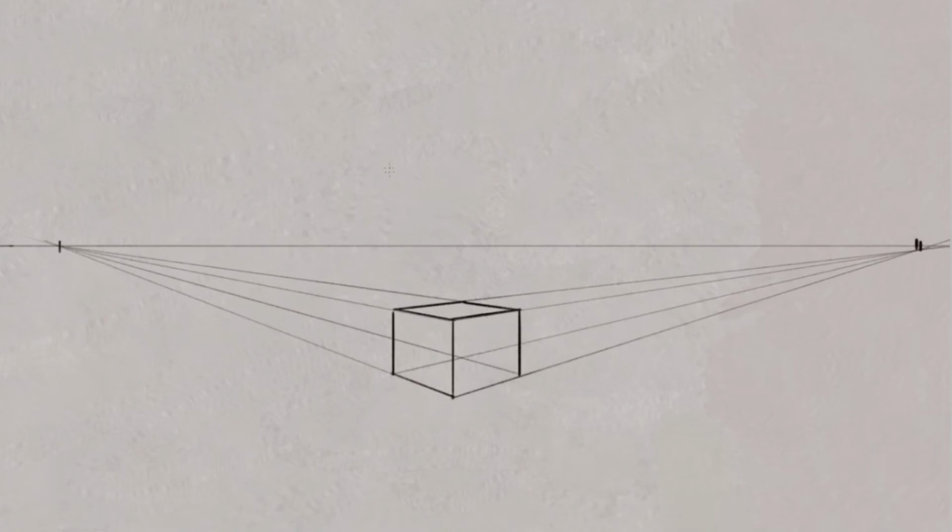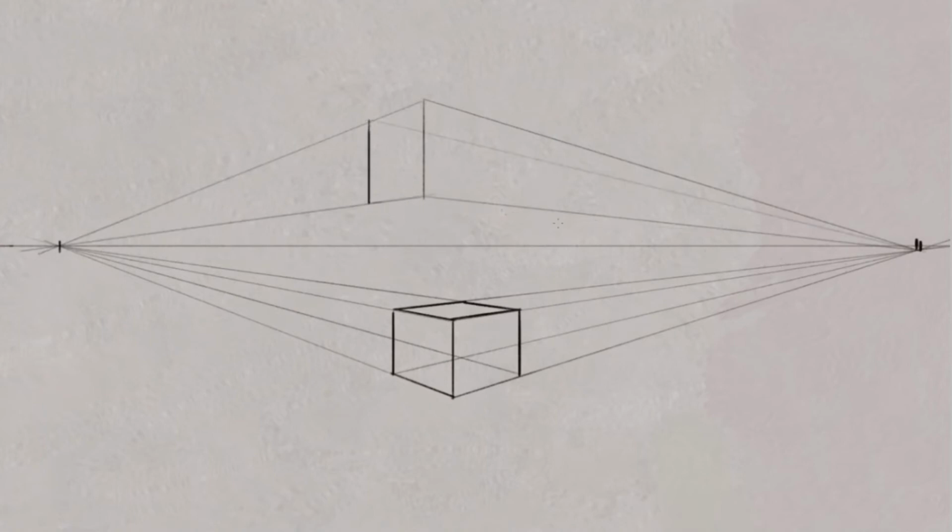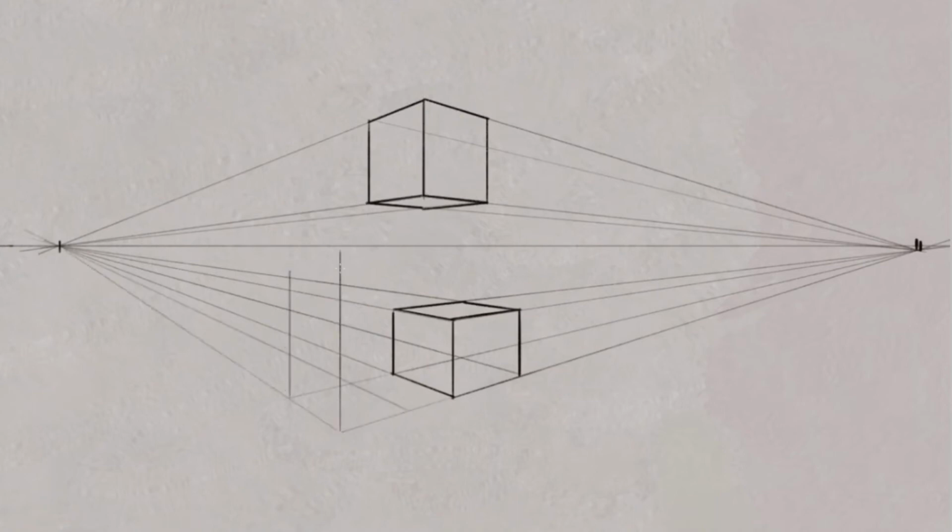Let's draw another one, this time above the horizon line, which will make it look like we're looking up at it. In the same process, place down the front edge of the box, connect the ends of this line to the vanishing points. Then draw verticals between these lines and connect their ends to the vanishing points as well. Let's draw a couple more boxes.